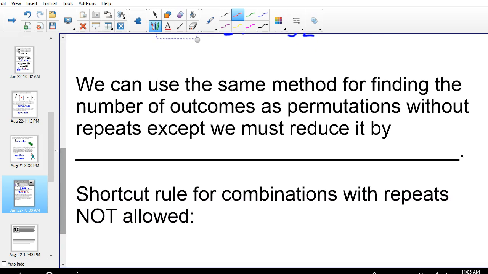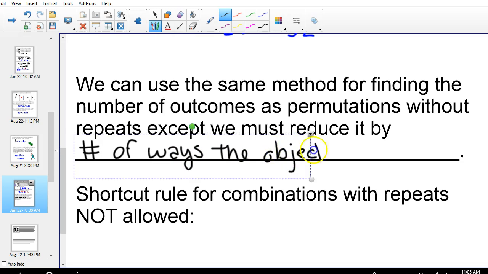Okay, so we can use the same method for finding number of outcomes as permutations without repeats, except we must reduce it by the number of ways the object can be ordered.